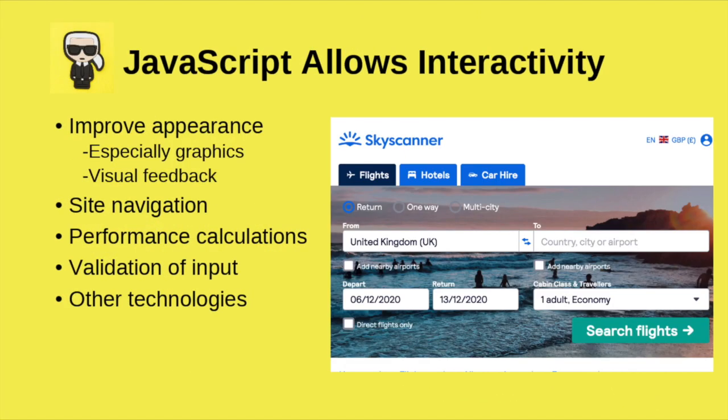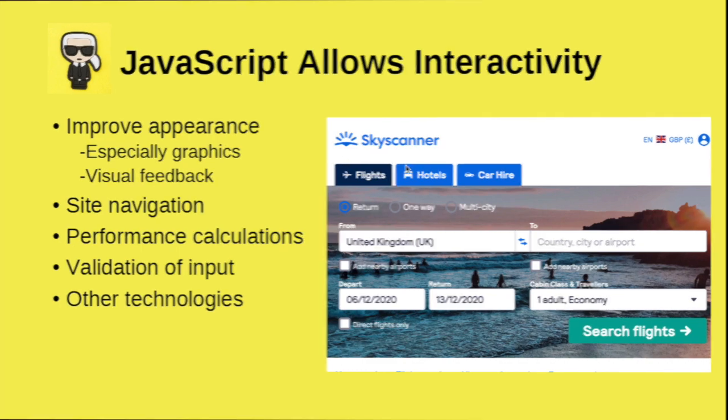So what's the meaning of interactivity? For example, here's a picture of the Skyscanner website. Skyscanner is a site that allows you to find holiday deals by comparing the prices of different airlines and hotels. So for the meantime, let me go onto the site so we can both browse it together.